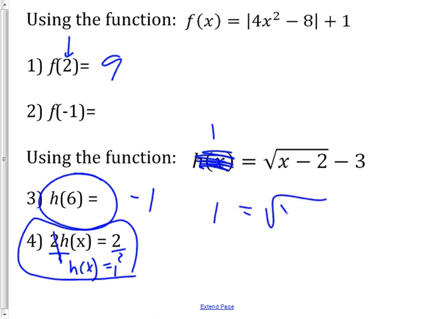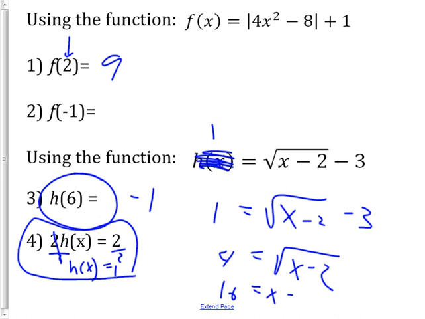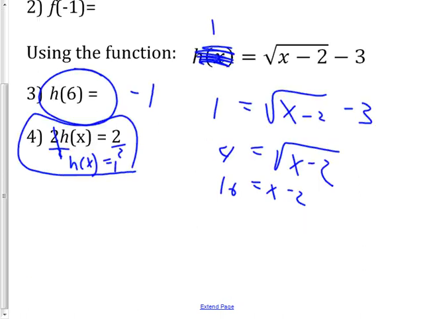1 equals square root of X minus 2 minus 3. How do I start? I add 3 to both sides. 4 equals the square root of X minus 2. How do I get rid of a square root? Square it. I square both sides. 16 equals X minus 2. How do I get the X all alone? Add 2. 18 equals X.